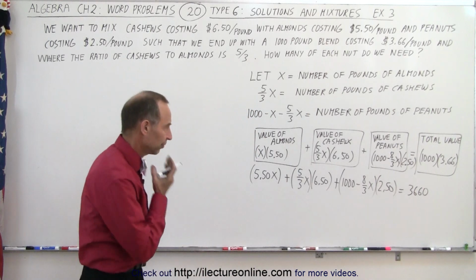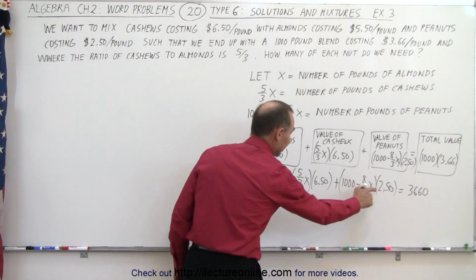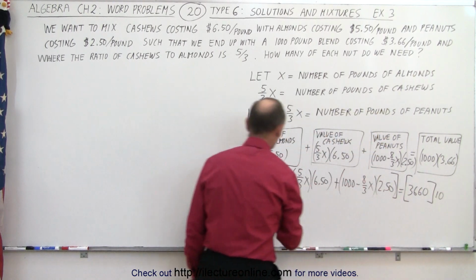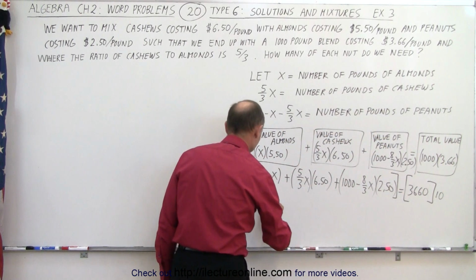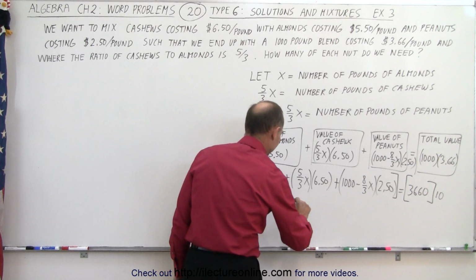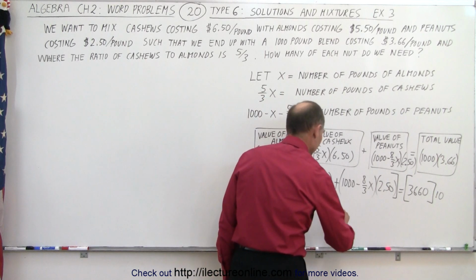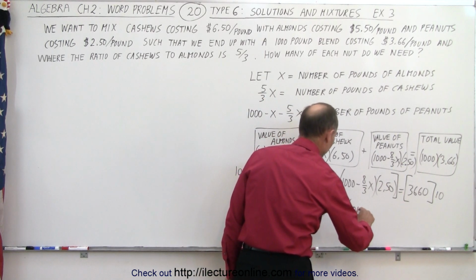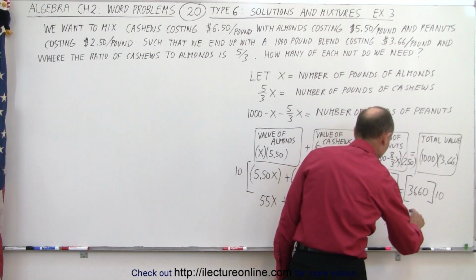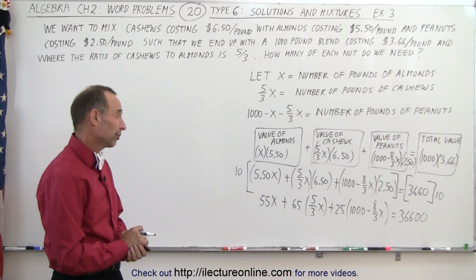But we still have decimals. Notice we can multiply both sides by 10 to get rid of the decimals, because we have a 0 as a second decimal in each case. So we multiply the left and the right side by 10. This gives us 55x plus 65 multiplied times 5/3 x, plus 25 times 1,000 minus 8/3 x, is equal to 36,600.